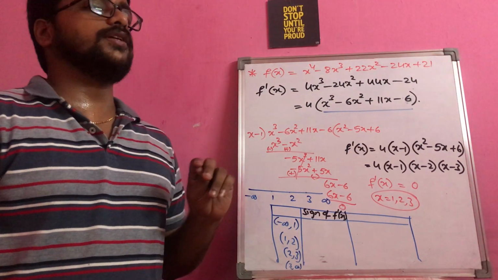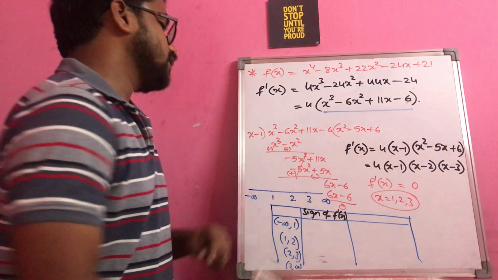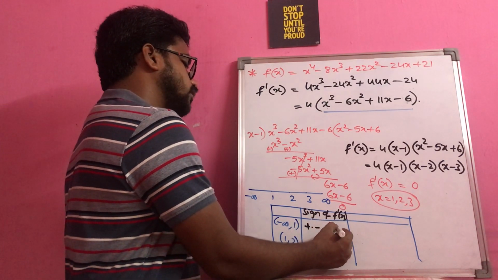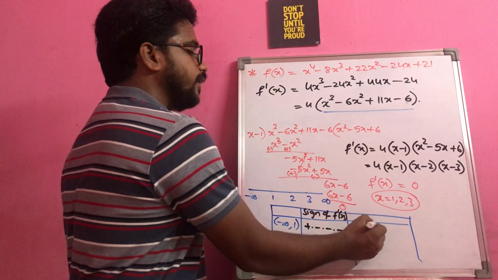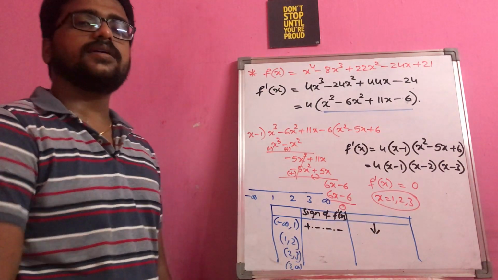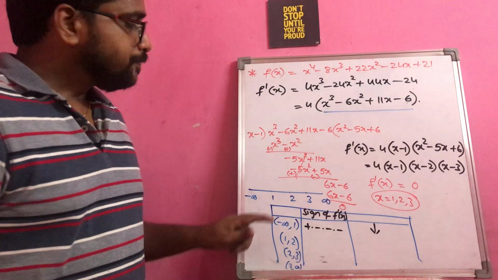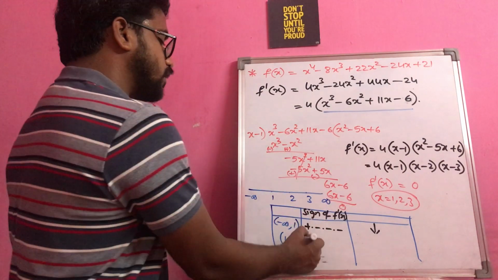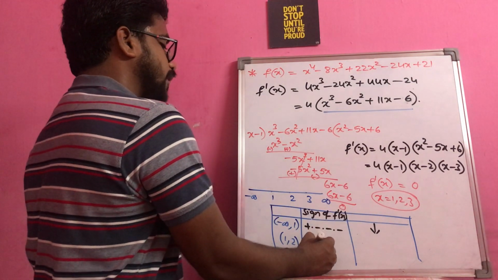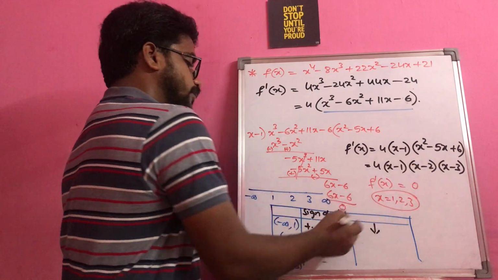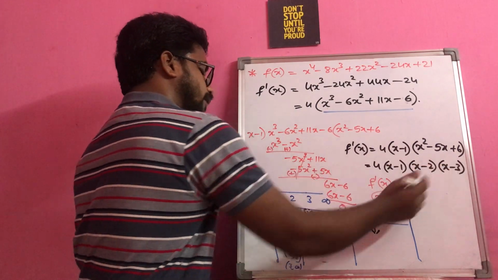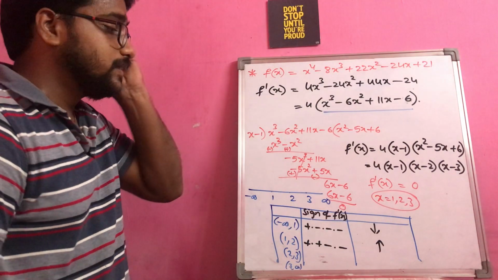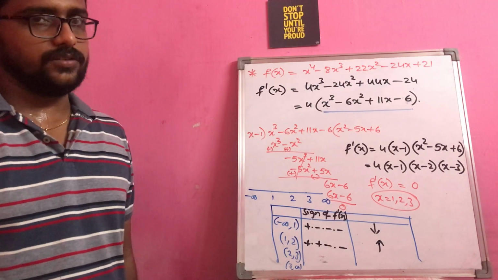Now in between minus infinity to 1 I will take 0, and if I substitute 0 here, 4 is positive, 0 minus 1 negative, 0 minus 2 negative, 0 minus 3 negative. So finally it is a negative sign, so that's why this is a decreasing function in this interval. Come to 1 to 2, I can take 1.5. Substitute here, 4 is positive, 1.5 minus 1 is positive, 1.5 minus 2 is negative, 1.5 minus 3 is negative. So finally the overall sign is positive, that leads to an increasing function.